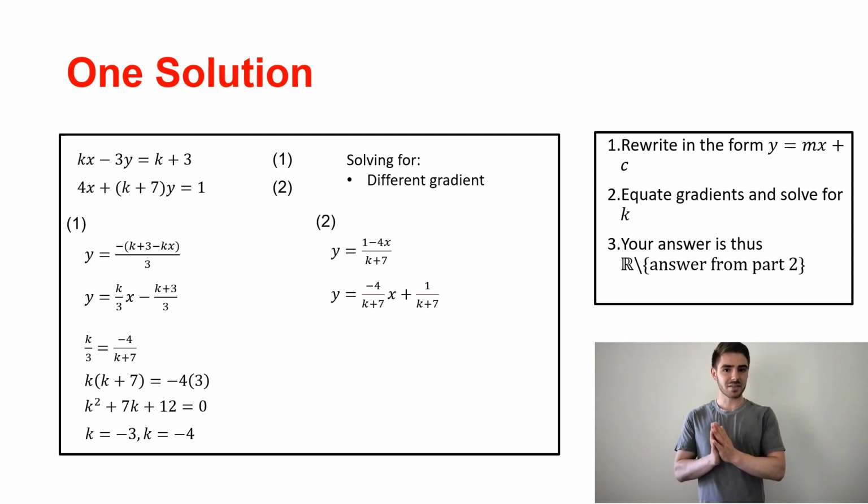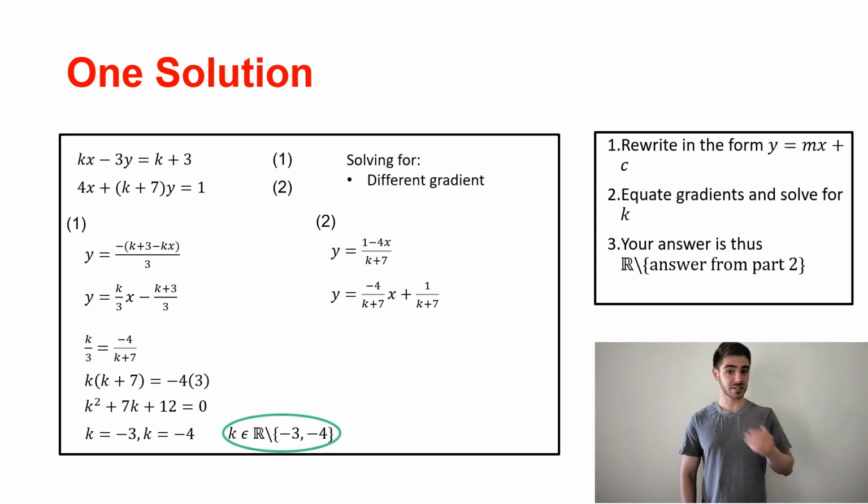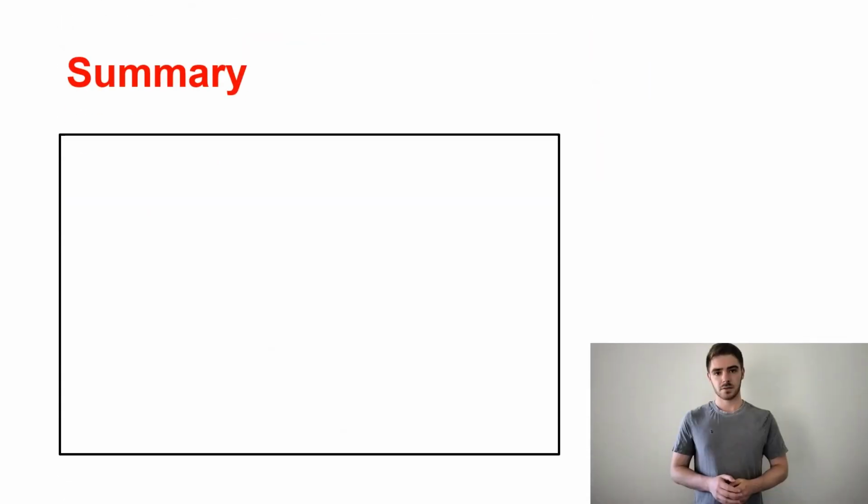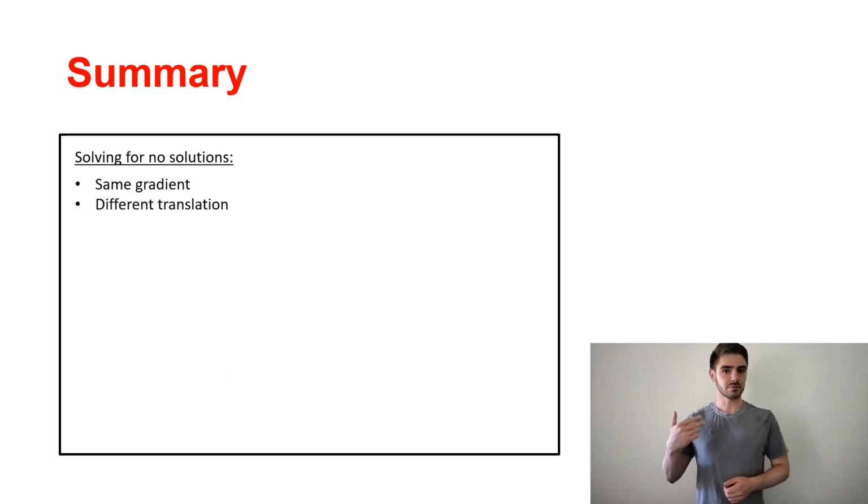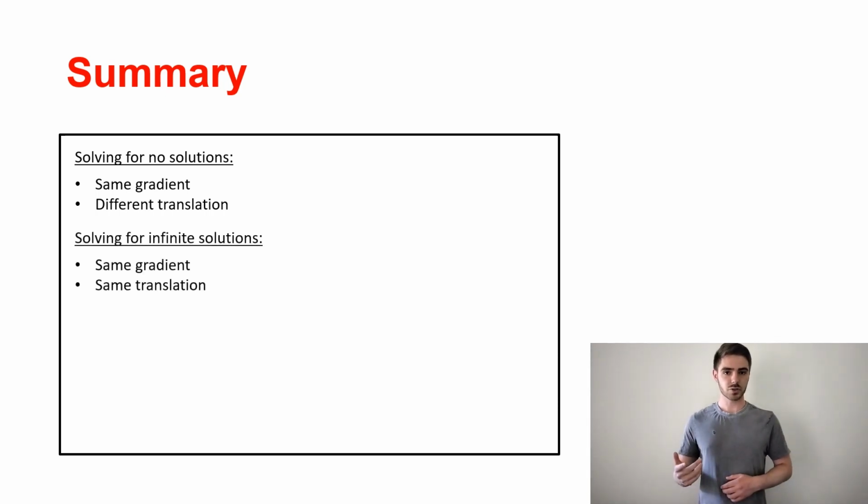So if the gradients are the same for those values, then the gradients must therefore be different for all other values. Thus, our answer becomes all real numbers excluding k equals -3 and k equals -4. To summarise, solving for no solutions means that we want the same gradient but different vertical translations. To solve for infinite solutions, we want both gradients and both vertical translations to be the same.